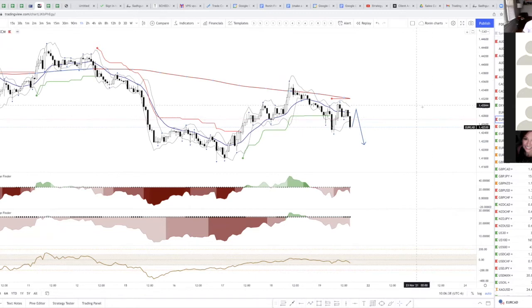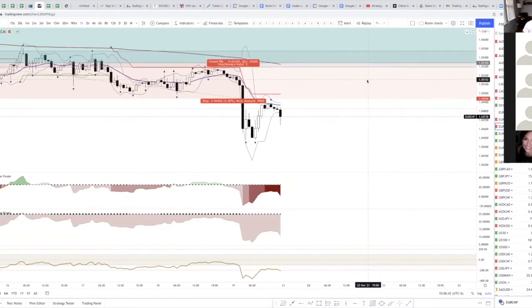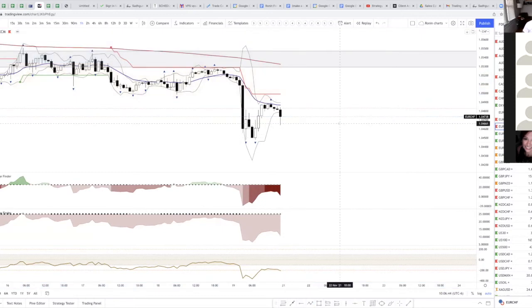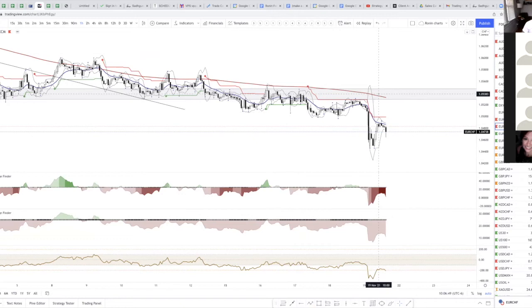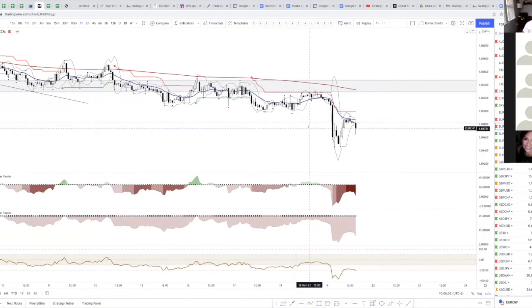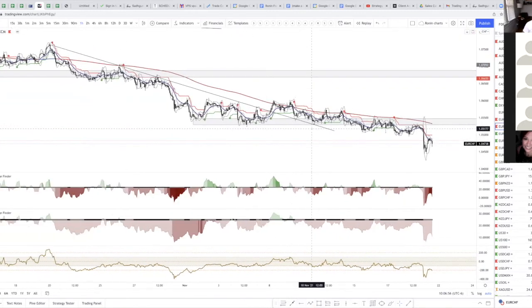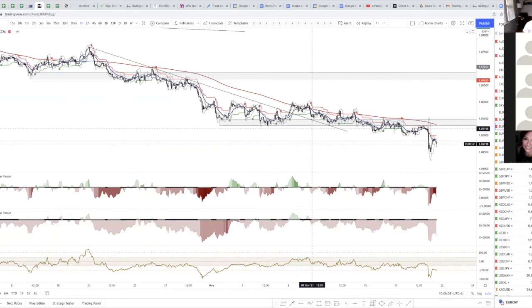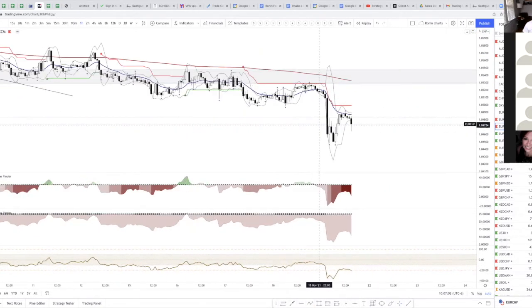Let's see. So EURNZD, Euro Swiss. I'll just leave this one alone. I think we are bearish here. I said I would leave it alone because I know how far this thing's been moving down for quite some time. So probably just leave that one off.